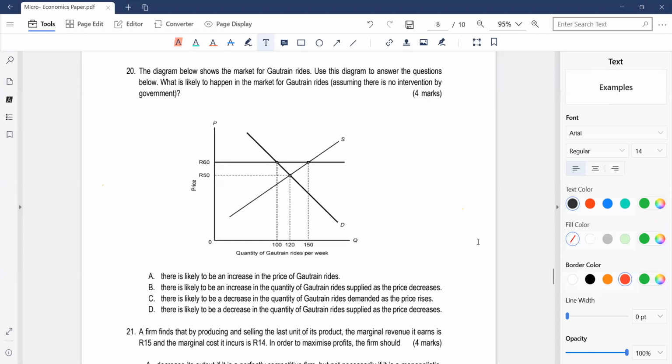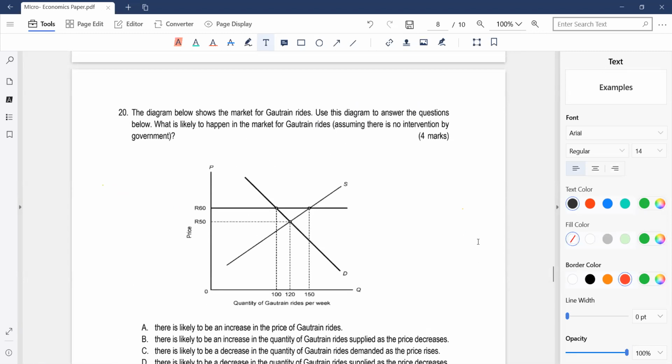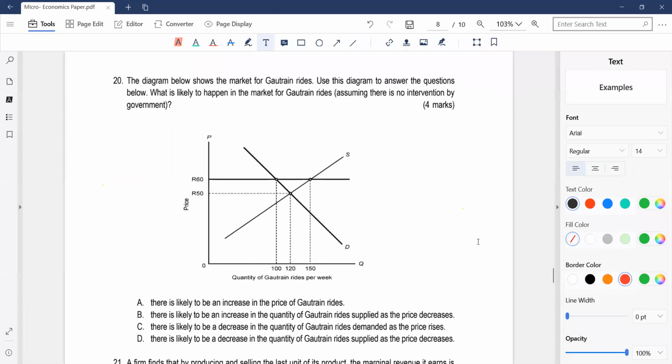If you're in East London, in Cape Town, Limpopo, the Free State, Northwest, Northern Cape, you don't know what a Gautrain is. So tough luck. So only those in Gauteng will be able to answer this one. Okay, if you're in any other province, sorry. Yeah, Gautrain is between Pretoria and Joburg.